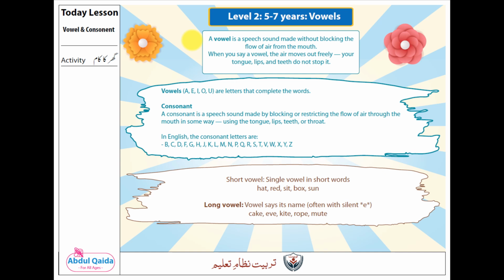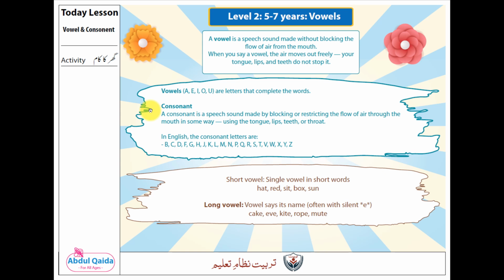A vowel is a speech sound made without blocking the flow of air from the mouth. When you see a vowel, the air moves out freely. Your tongue, lips, and teeth do not stop it. This is the definition of vowel. Vowels A, E, I, O, U are letters that complete the words.